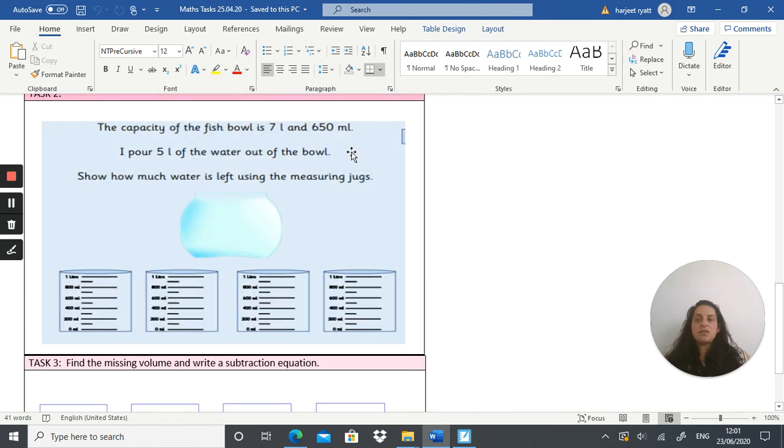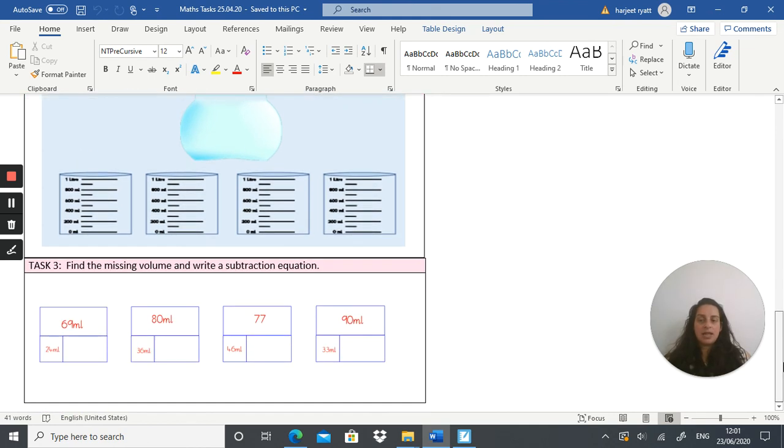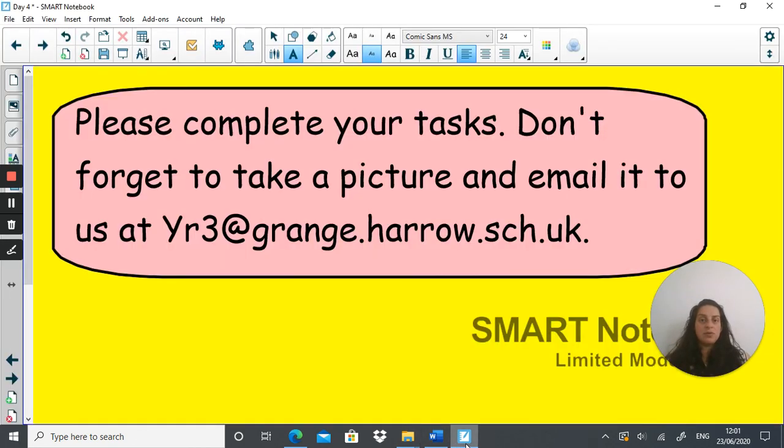Task 2 says the capacity of a fish bowl is 7 litres and 650 millilitres. I pour 5 litres of water out of the bowl. Show how much water is left using the measuring jugs. You can use the measuring jugs to help you. And finally, task 3 is what we did at the end of the lesson today, which is complete these bar models with the correct figures. And that's it. So go back to my smartboard.